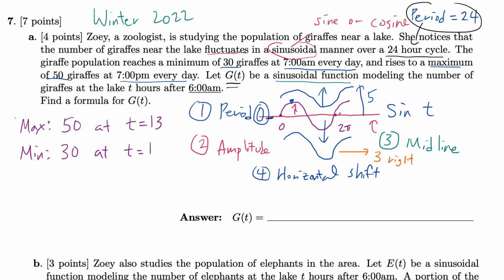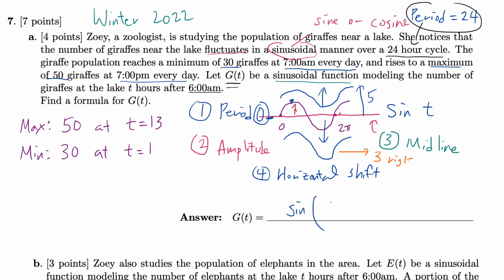So we want these 4 pieces of information, and that's enough to find the equation of the sine curve. So let's go down one by one. Do we know the period? Yes, we do. They told us it was 24. So what that's telling us, we can just try this with sine. Doing it with cosine is similar.